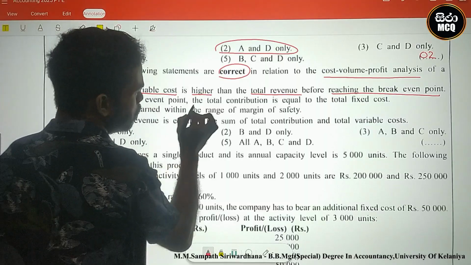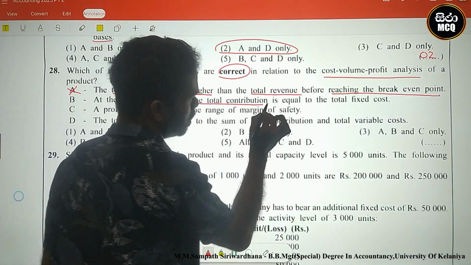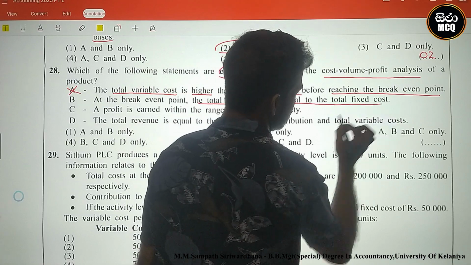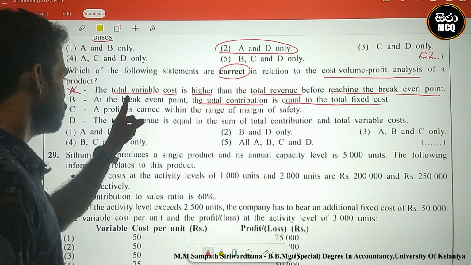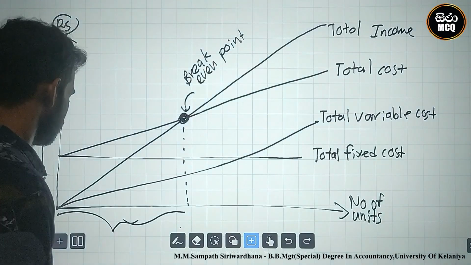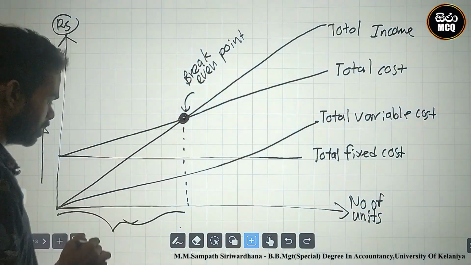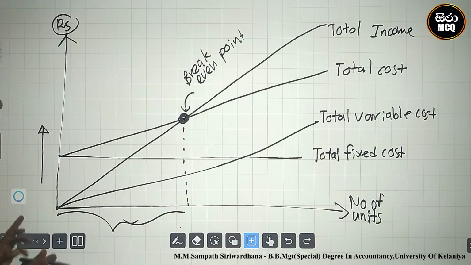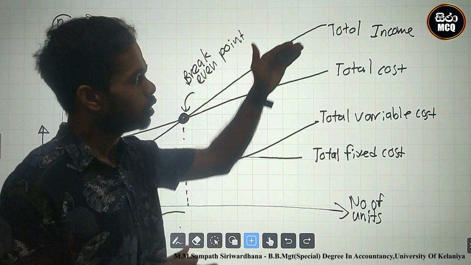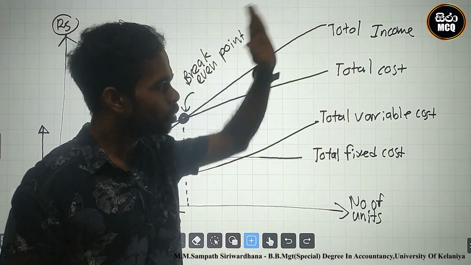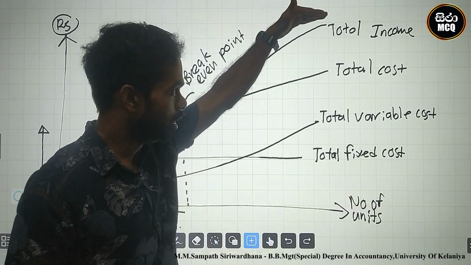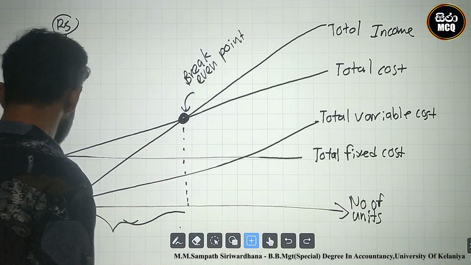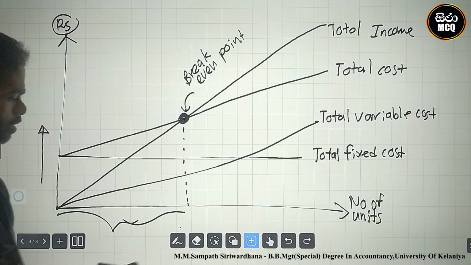Look here. At the break-even point, total contribution is equal to total fixed cost. Look here at the break-even point. Break-even point is this one. Okay. Break-even point, what is the requirement? Total income equal to total cost. Therefore, I use this.